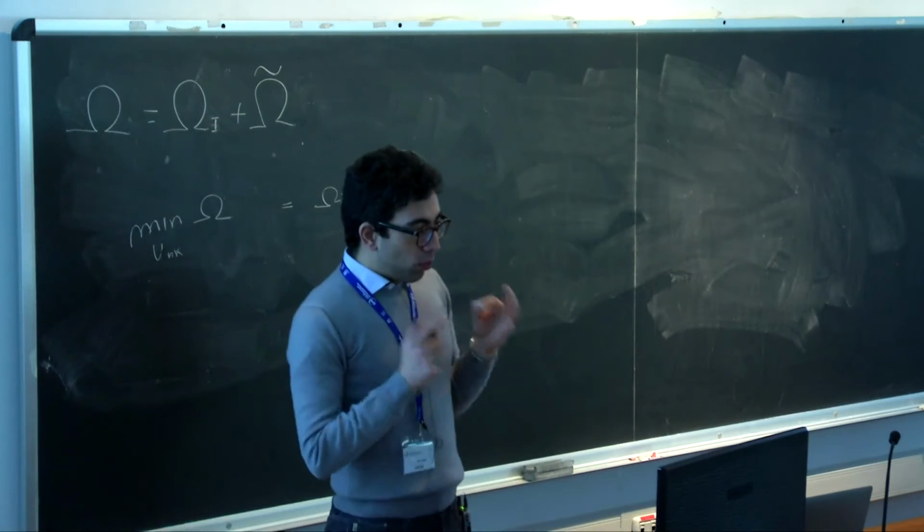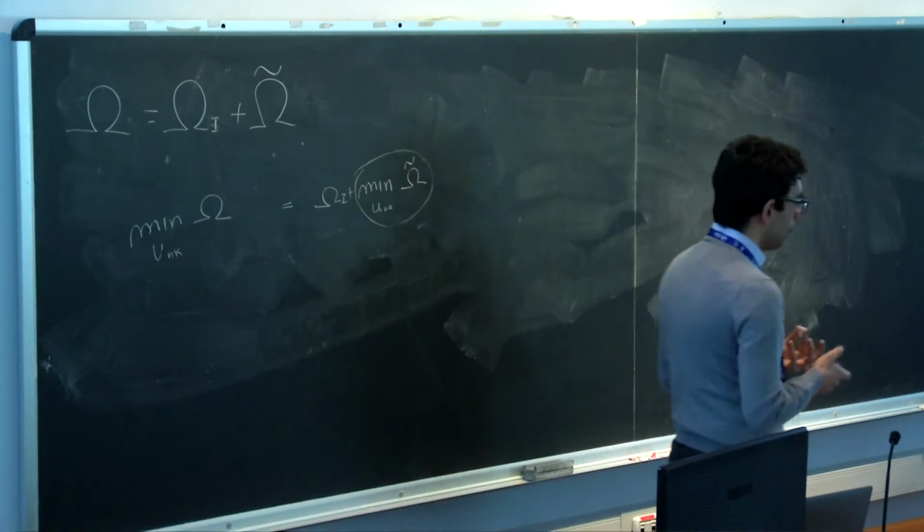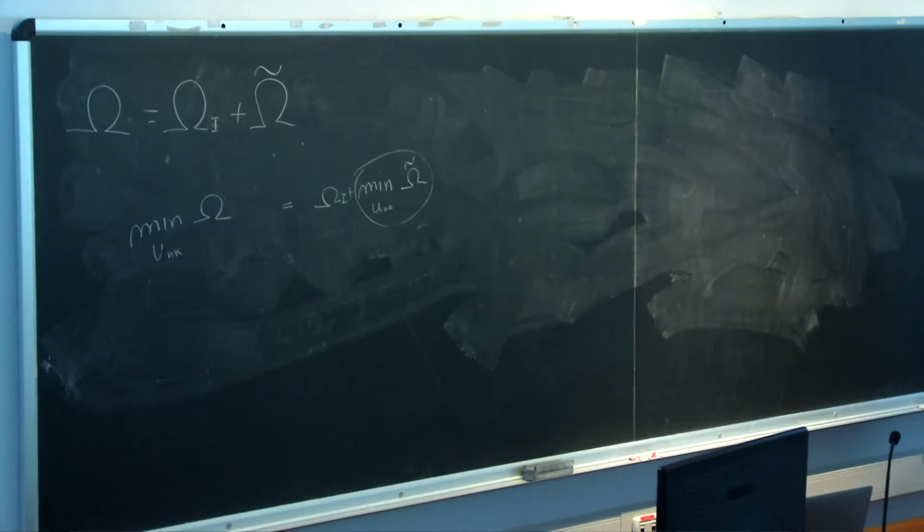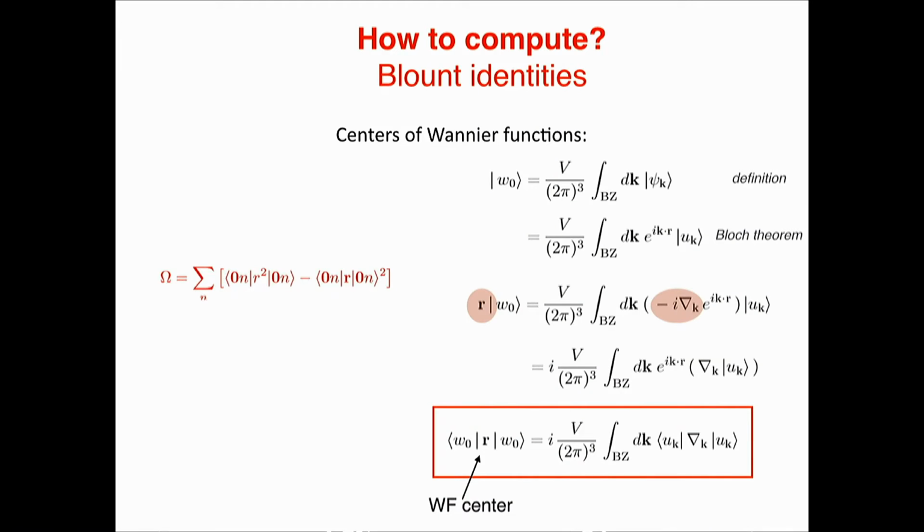Okay, so now numerically, we have to compute this spread, and our ingredients will be the solutions computed with Quantum-Espresso or another DFT code. So how can I compute, for instance, a matrix element like this, where I have Wannier functions and R in between, or Wannier functions and R squared in between? Well, if I take the definition of Wannier functions, that's just a different notation, and that's my psi. And here I apply my Bloch theorem.